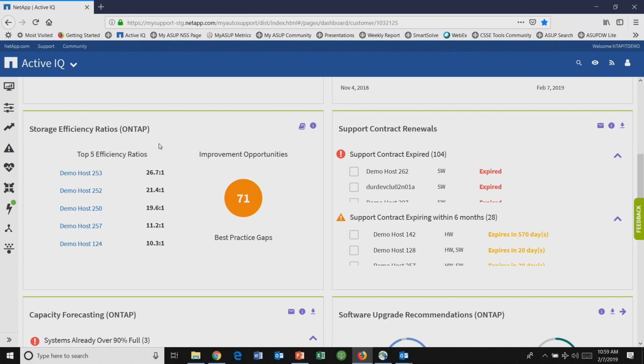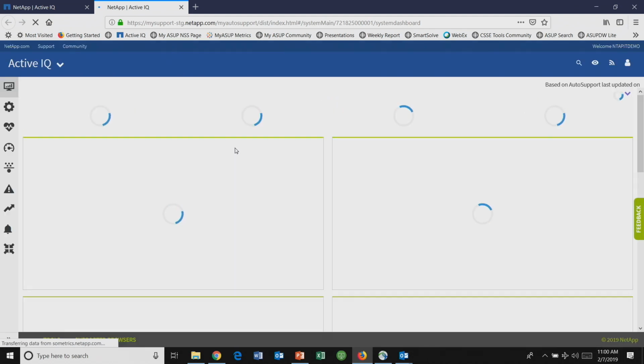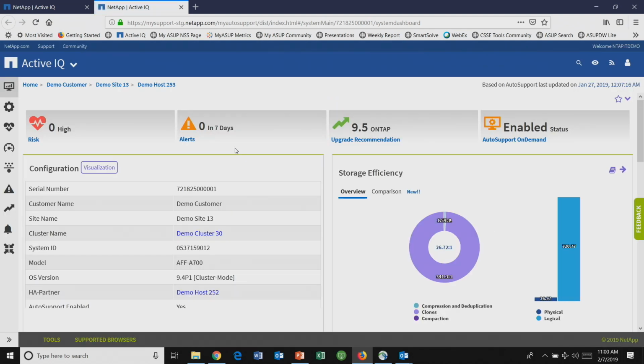And on the widget here, she has a way to look at some of the systems that are performing at the highest efficiency ratios. But along with that, she also sees that there are gaps in best practices that they could potentially implement to even bump up the ratio from where they are today. So she decides to take a look at a couple of these. She picks the first one on the list, the first controller that's available.